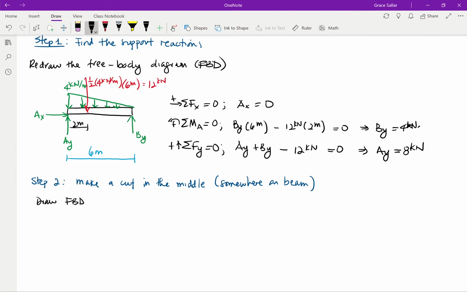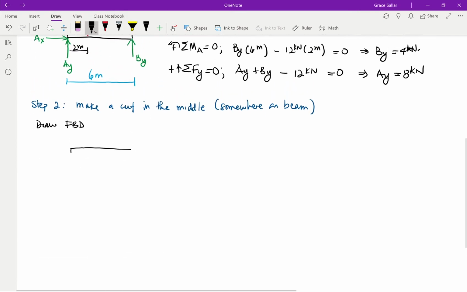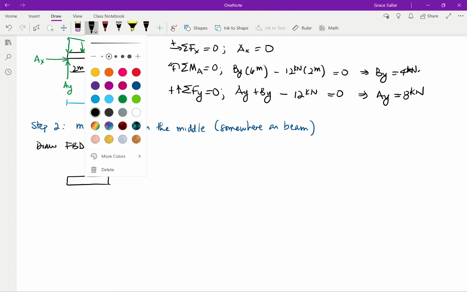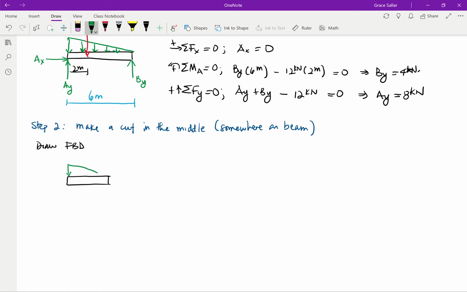a free body diagram. So right here, let's change it to 3 meters. I'm going to make this a little bit shorter. So 3 meters. And we're going to have our distributed load, and we'll talk about that in just a second. And we're going to have BY, which is equal to 4 kilonewtons. And then we have our internal shear, we have our normal force, and then we also have our moment. So this is M.